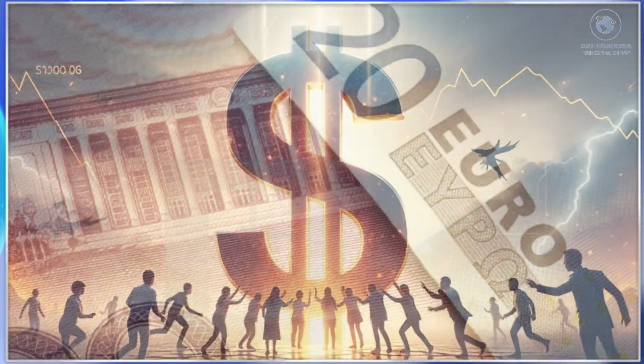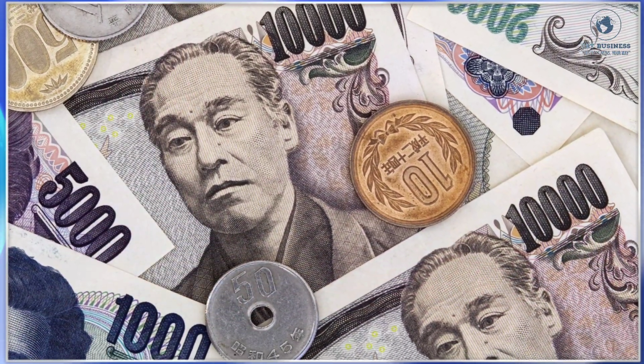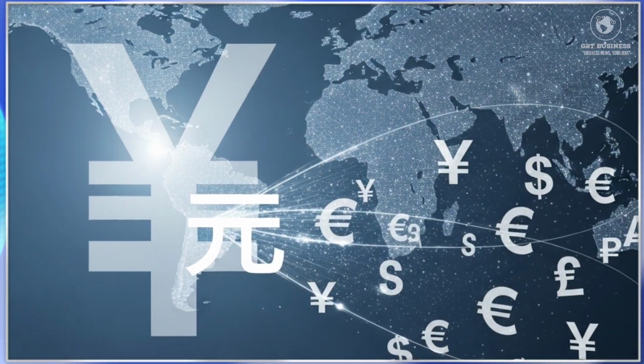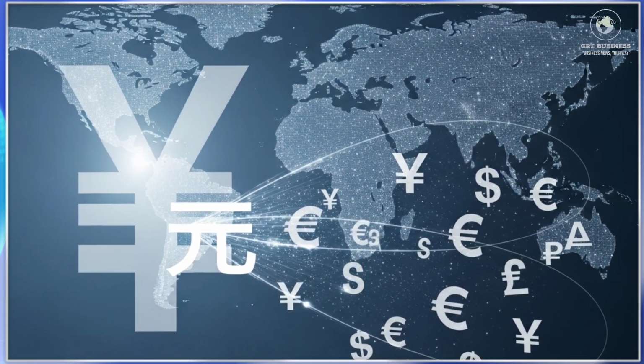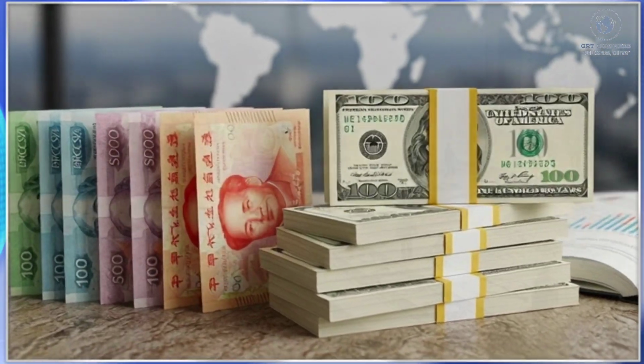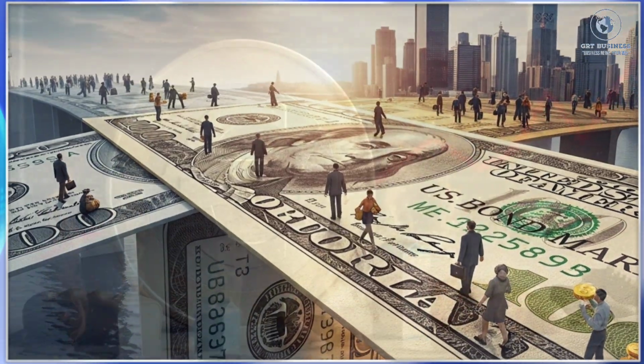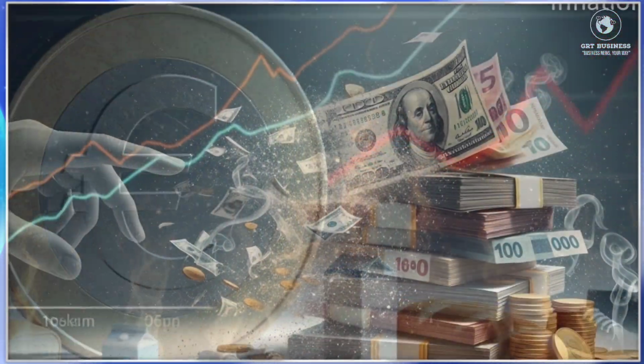But the world is changing. The euro, yuan, and yen also have a share in global trade. China has been trying to internationalize the yuan. BRICS countries have discussed local currency trade. But the depth and liquidity of the dollar remain unmatched. The US bond market is the largest and most liquid in the world. Investors get a combination of safety and return there. That is the strength of the dollar.